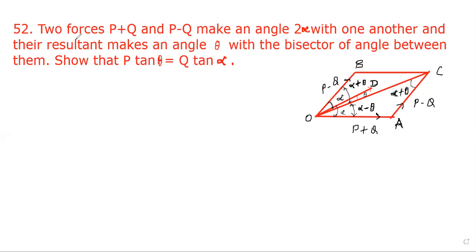Question number 52. Two forces P plus Q and P minus Q make an angle 2 alpha with one another, and their resultant makes an angle theta with the bisector of the angle between them, so that P tan theta equals Q tan alpha. Here, let the given forces P plus Q and P minus Q be represented by OA and OB respectively, such that angle AOB equals 2 alpha.